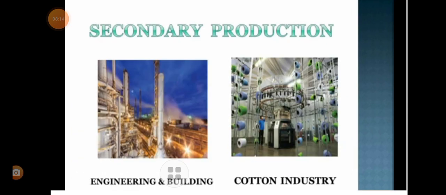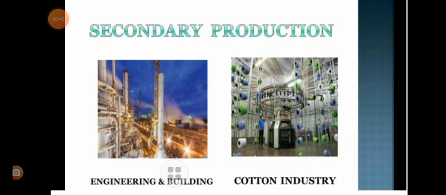Secondary means it is a process. In primary production, there is no process. You just collect something which is available in nature. Nature produces some products, you just have to collect them. They are called primary production. But in secondary production, you convert a raw material into a finished product.